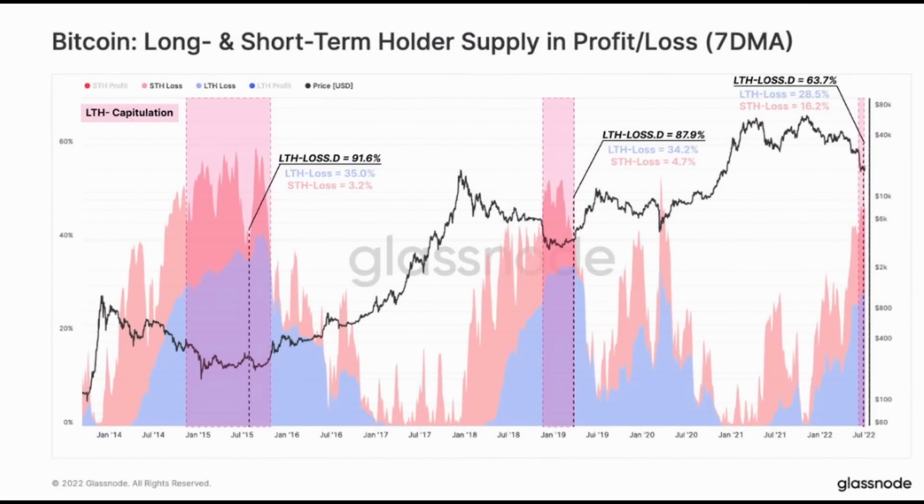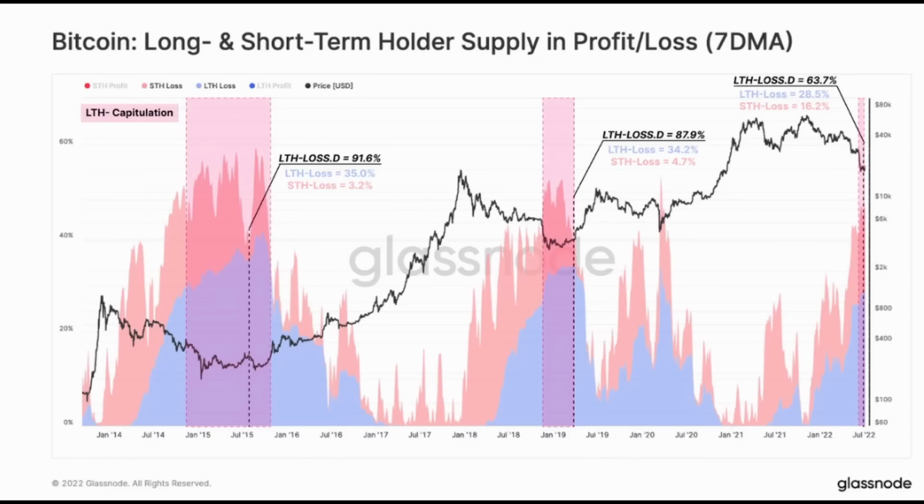Now, one other thing we can do, which is interesting, is correlate these findings to this chart. This is showing us the amount of coins held in loss, in terms of a percentage of the total supply, by long-term holders and short-term holders. And we can break this down by market cycle.